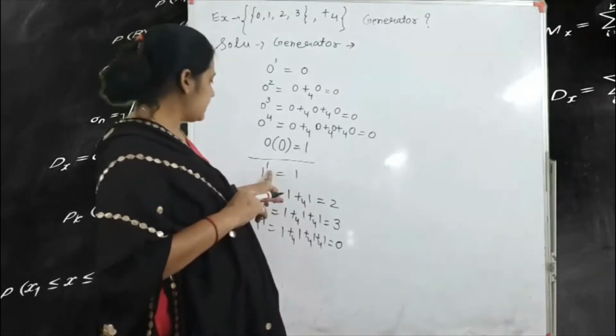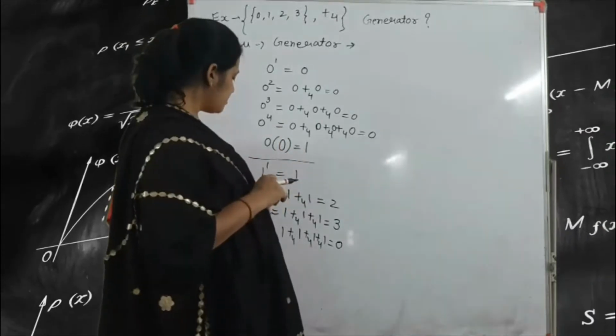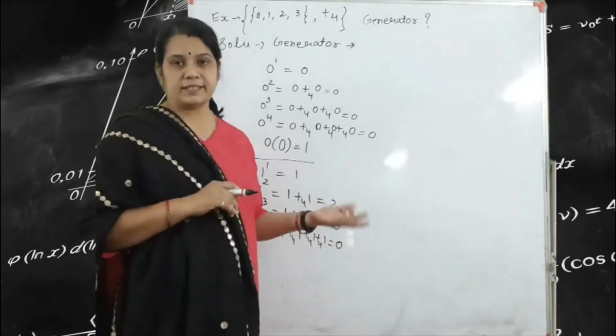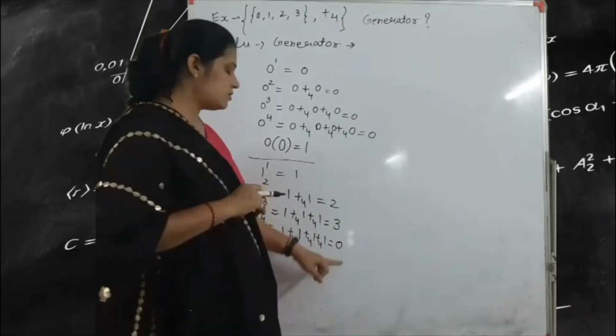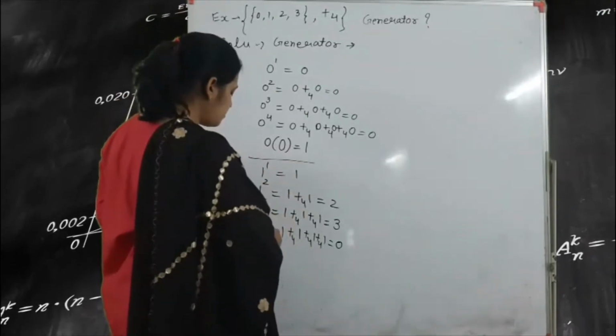If we take 1 raised to the power 1, we get remainder 1. 1 raised to the power 2, we get 2. 1 raised to the power 3, we get 3. And 1 raised to the power 4, our remainder is 0. Okay, in case we write 1 raised to the power 5.